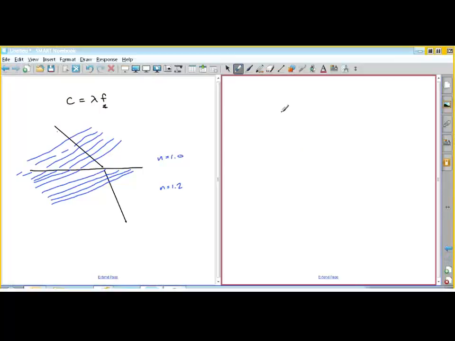As a consequence of that, the index of refraction, which is the ratio of the speed of light in a vacuum to the speed of light in the medium, is just the ratio of these wavelengths. Here, the first wavelength is the wavelength in a vacuum, and this is the wavelength in the material. If you do a little bit of right triangle geometry, you end up with what's called the law of refraction.